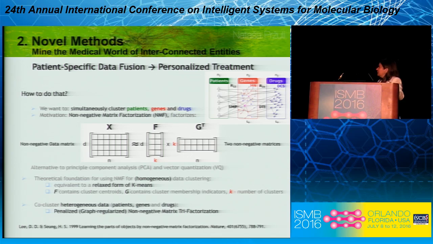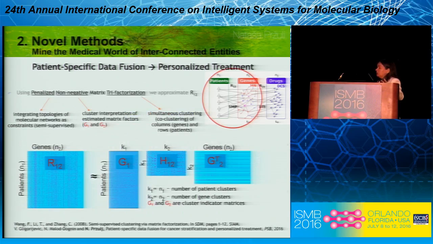But we are dealing with heterogeneous data. We have patients, genes, and drugs. And this is why we have to use a non-negative matrix tri-factorization. So there are going to be three factors here. And it's going to be penalized, or also called graph regularized, because we want to fuse in the information coming from molecular networks and from drug chemical similarity networks. So how do we do that?